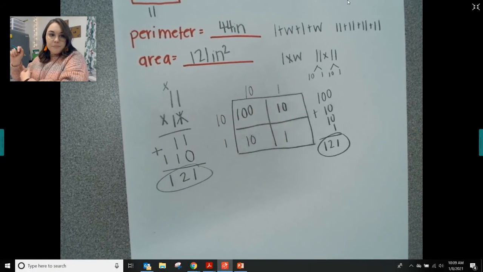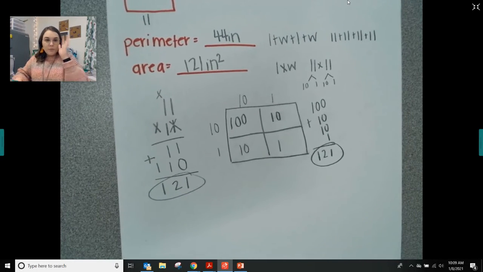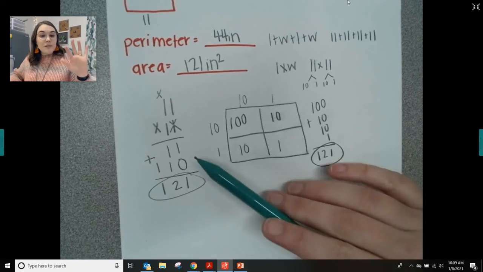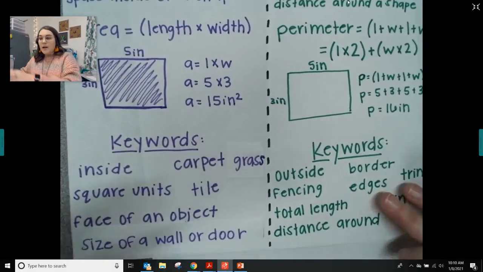All right. Okay, so I hope that you got the right answer. Raise your hand if you used the area model. Raise your hand if you used the standard. All right, there we go. Okay, so let's look and review our anchor chart.